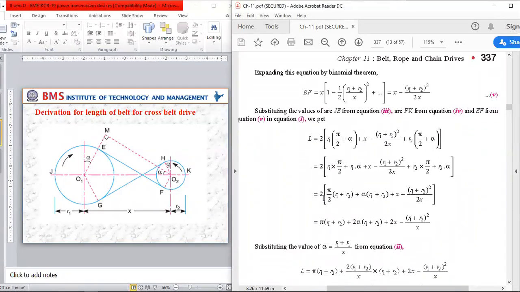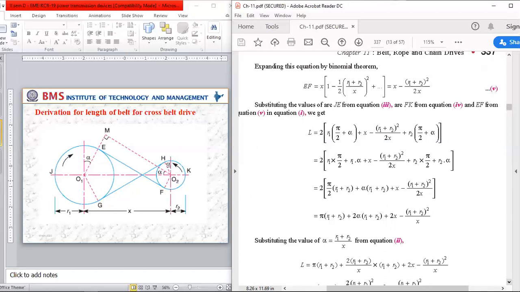By multiplying the two, the 2 will get cancelled. Pi into R1 plus R2 plus 2 alpha into R1 plus R2 plus 2X minus R1 plus R2 whole square by X. Here alpha is going to be substituted, where alpha is equal to R1 plus R2 divided by X. If I substitute here, it will become R1 plus R2 whole square by X. So L is equal to pi into R1 plus R2 plus 2 into R1 plus R2 by X into R1 plus R2 plus 2X minus R1 plus R2 whole square by X.